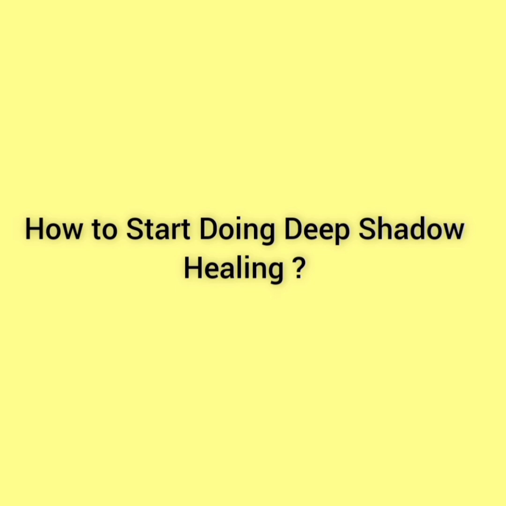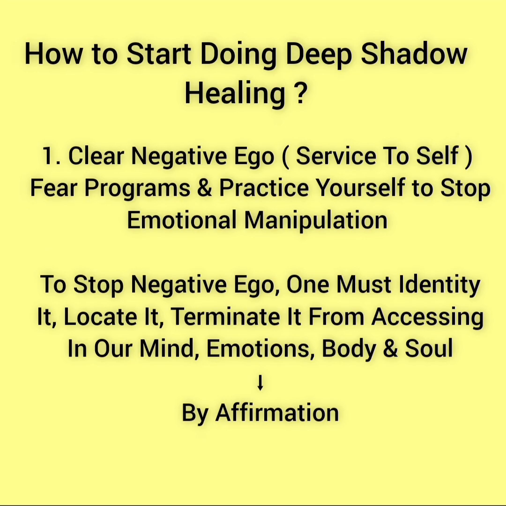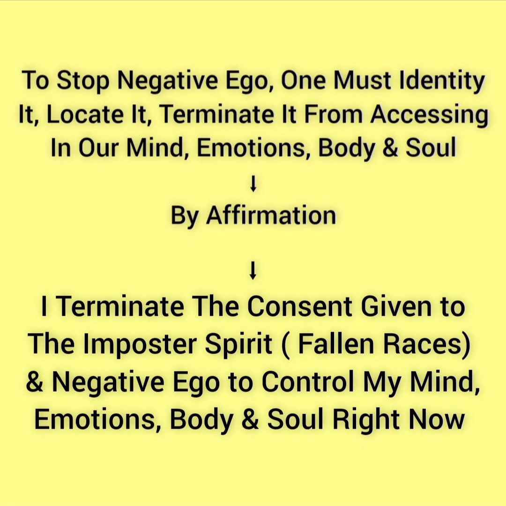So where we can start is, first of all, clear negative ego, that is service to self. Clear negative ego fear programs and devote practice to stop using emotional manipulation. Now, to stop ego, one must identify it, locate it, and terminate its access to our mind, emotions, body, and spirit. So we have to say it. We have to give an affirmation, and you have to say it very loudly: I am terminating the consent given to the imposter spirit and the negative ego to control my mind, my body, or my soul. You have to give this affirmation.